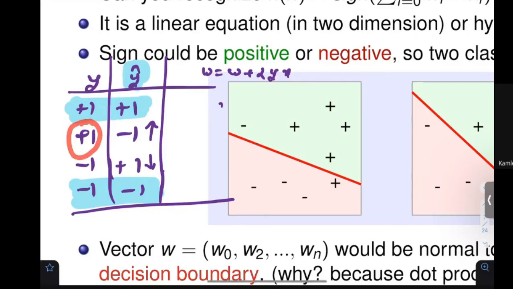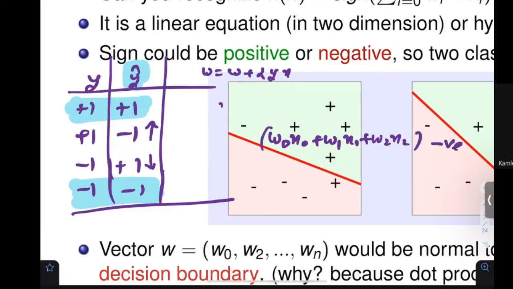Let me tell you this thing, you would be very happy to see this. The true value was positive, but my equation is giving a negative value. Once again, what is this equation? W0 x0 plus W1 x1 plus W2 x2. This value is negative. Here the classification is negative, meaning this value is negative. So how can I make it positive?